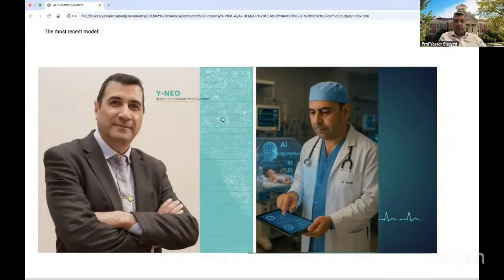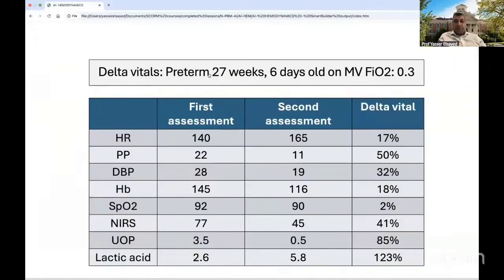And once you have echocardiography in more detail, just speak to the application, and I will show you how much information you can get. So if you create this table here, a very simple table, you don't have to be an expert in echocardiography to make this table. I'm just asking you to make a table of heart rate, pulse pressure, diastolic blood pressure, hemoglobin, oxygen saturation, NIRS if you have it, and if you don't, that's fine, urine output and lactic acid, and make a first assessment and a second assessment.